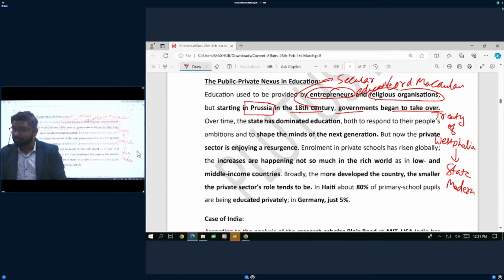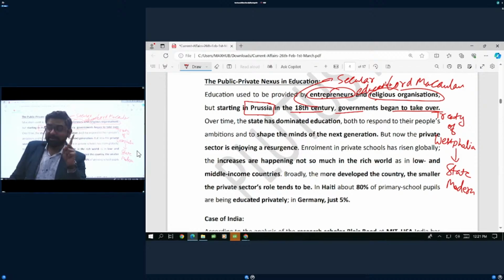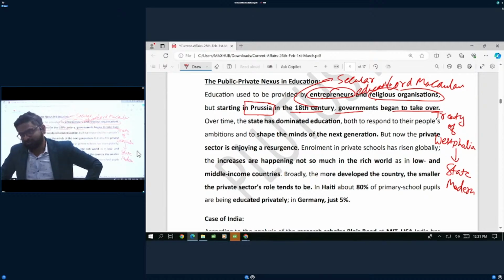But when the state became supreme, it said this will not work anymore. So we started taking control away from religion, and we started secular education.